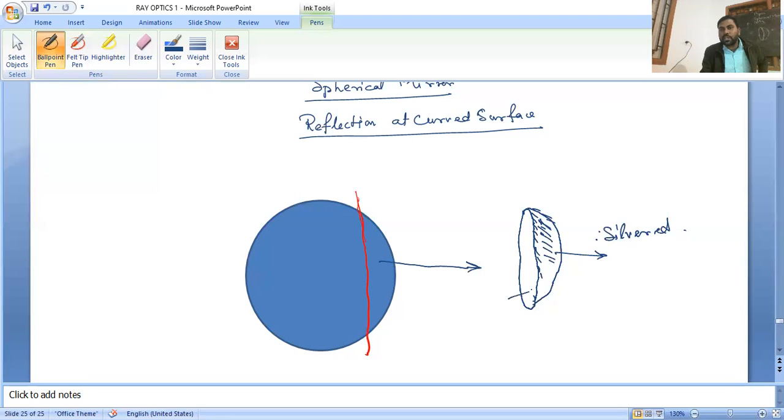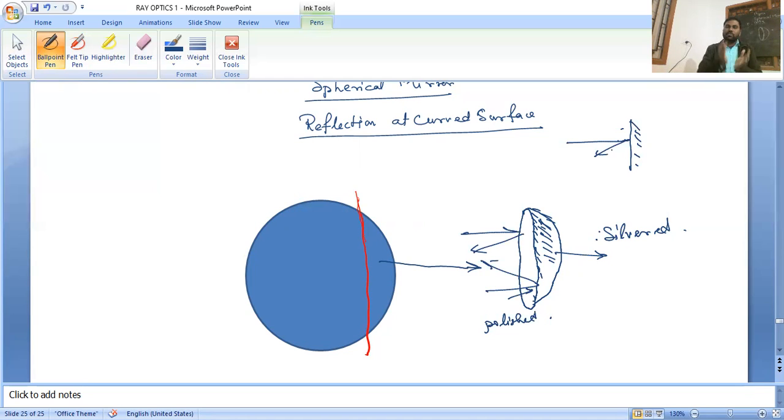And the inner side is the polished side, highly polished like a mirror. So it will become a spherical mirror. The rays coming from here will reflect back here. In a plane mirror, this is the silvered side and this is the polished side, so any rays coming will reflect like this.